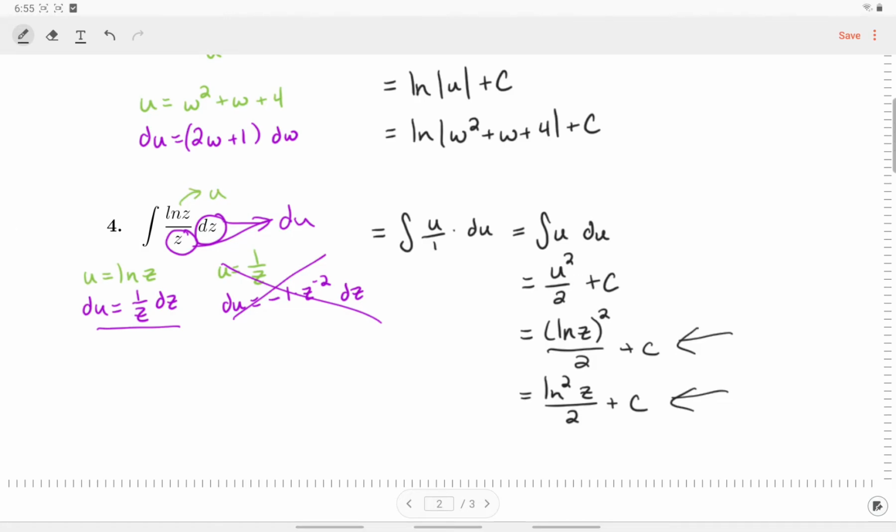So that is the review of derivatives and integrals with the natural log function. And the last video in this series is going to look at all things exponential function that you need to know for Cal 2.